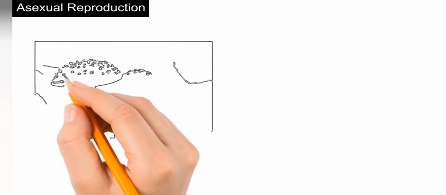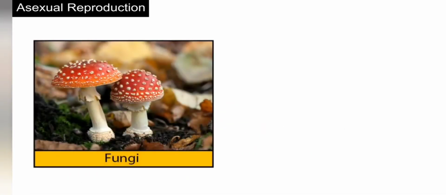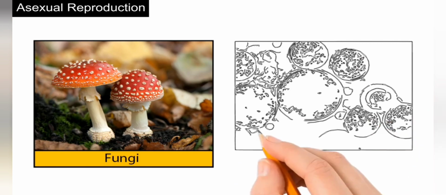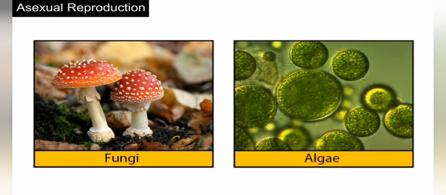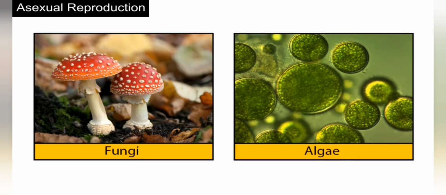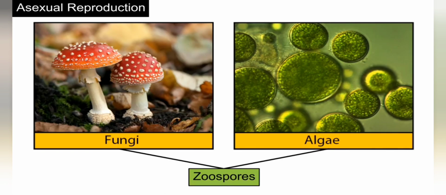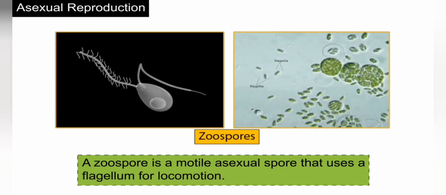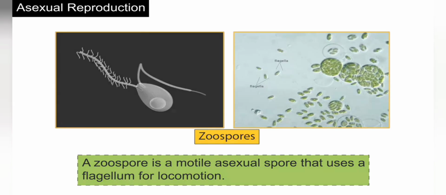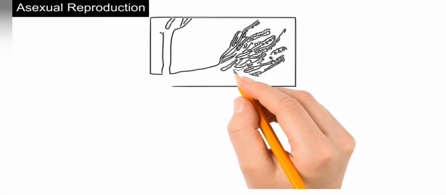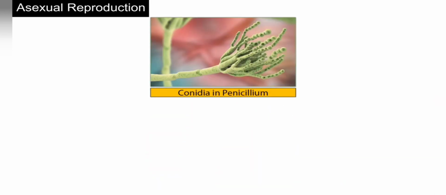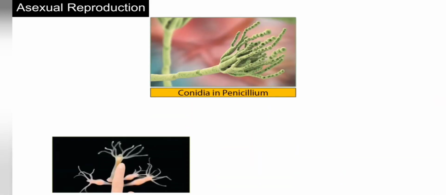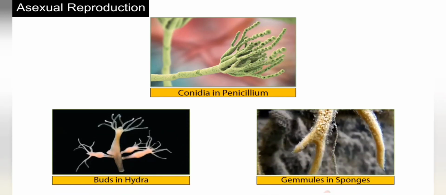We have already studied in class 11th that kingdom fungi and simple plants such as algae reproduce through special asexual reproductive structures, and the most common of these is the zoospores. So, what are zoospores? Well, a zoospore is a motile asexual spore that uses a flagellum for locomotion. Other common asexual reproductive structures are conidia, which are found in penicillium, buds found in hydra, and gemmules found in sponges.